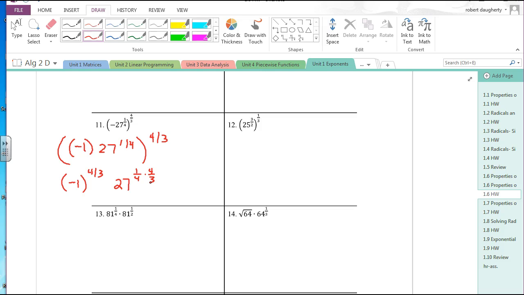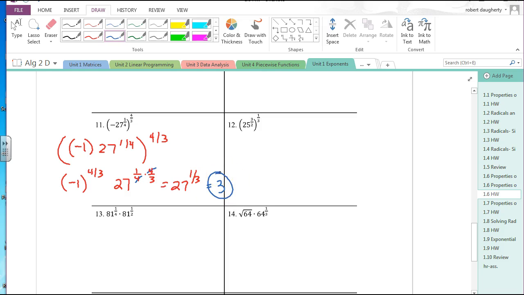What is 1/4 times 4/3? Well, it is 4/12, but easier, 4 over 4 is 1. This is just 27 to the 1/3, okay? When I look at this, 4 over 4 is 1. This is just 1/3. What's the cube root of 27? That's 3, okay? So this answer is just 3, okay?